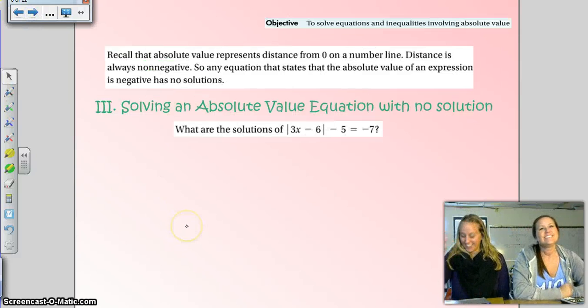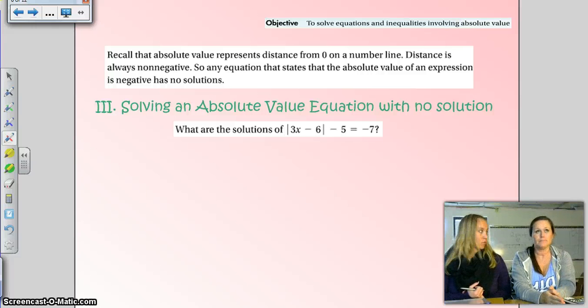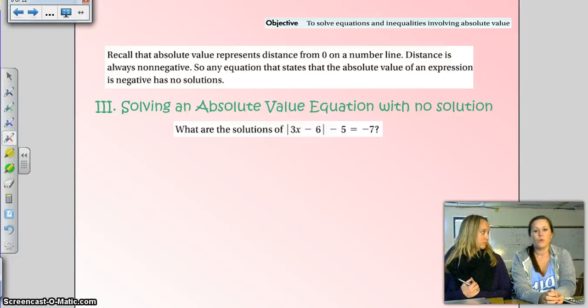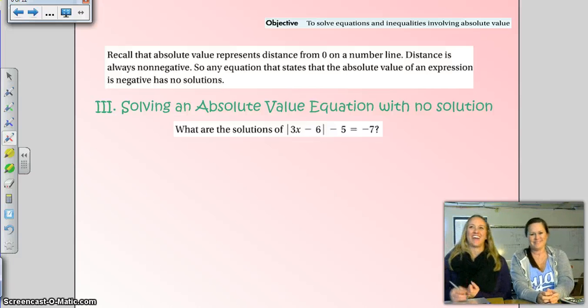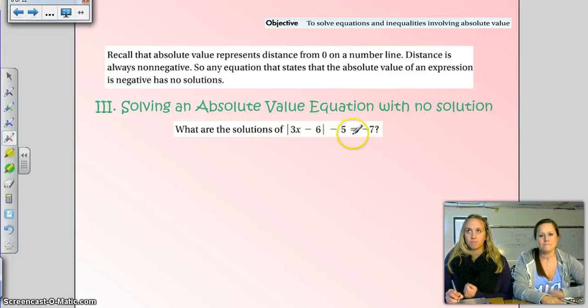Okay, so now recall that absolute value is actually distance from 0 on a number line. So distance is always positive, or non-negative. You're going to say negative? No. So here, we need to solve this problem. So what we just said, keep it in mind.